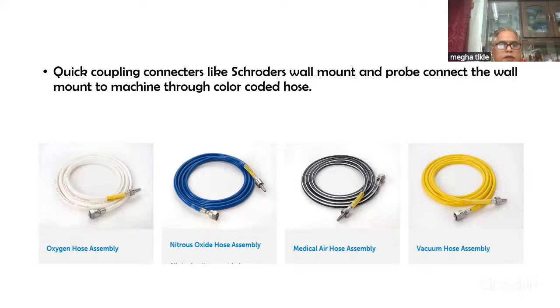You can see that there are four different pipes which are color coded. Oxygen is usually supplied as white. Nitrous oxide is blue. Medical air is usually black with white stripes, and the vacuum hose is usually yellow in color. So this is an international standard which is used for all the pipeline systems. As you can see, there are different screw thread mechanisms on each end of the machine and a different probe on the other ends of the machine, which are specific for those gases.